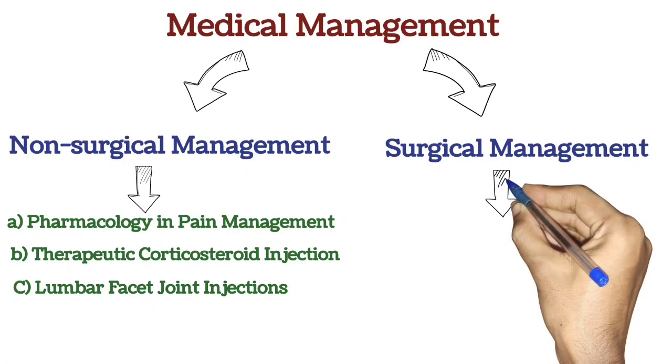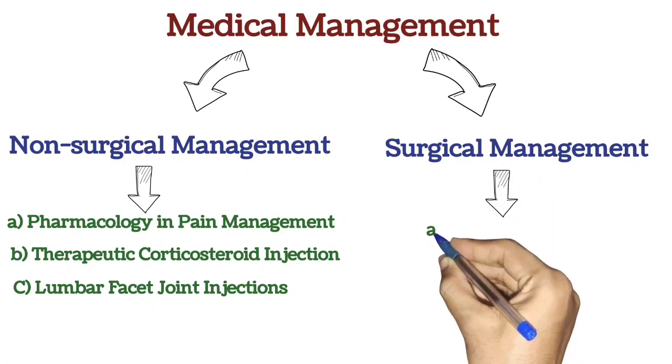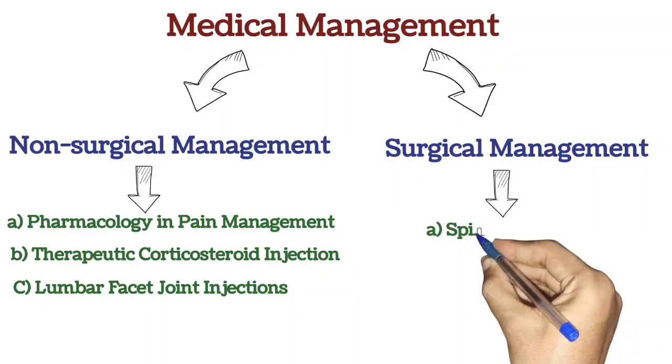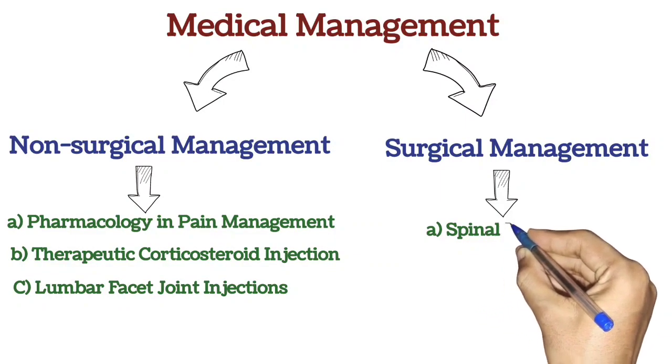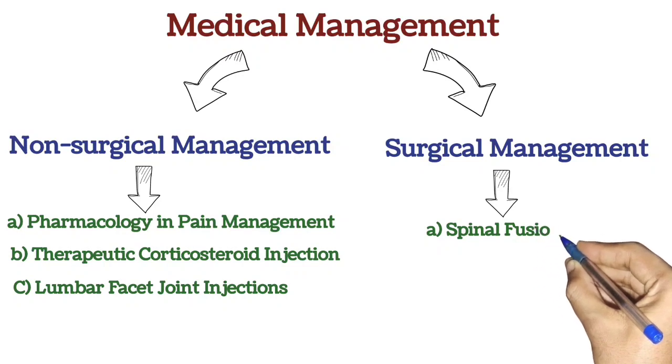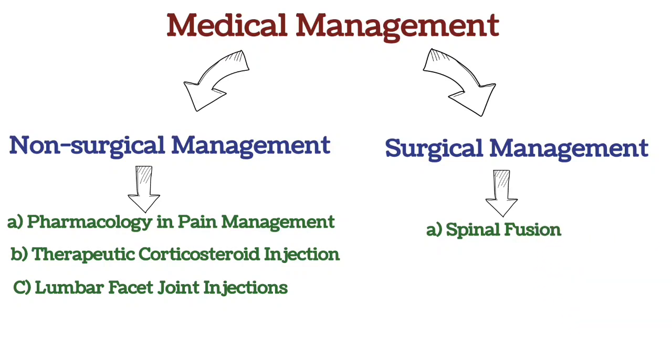2. Surgical management. A. Spinal fusion, commonly performed for chronic nonspecific back pain with degenerative changes. Involves joining two or more vertebrae together to stabilize the spine and limit motion. Can reduce pain but may also restrict flexibility in the fused area.